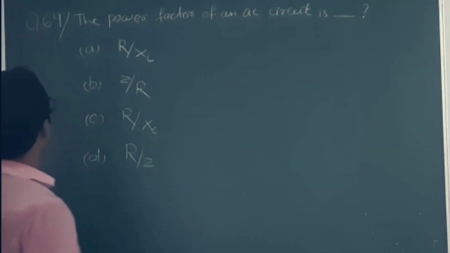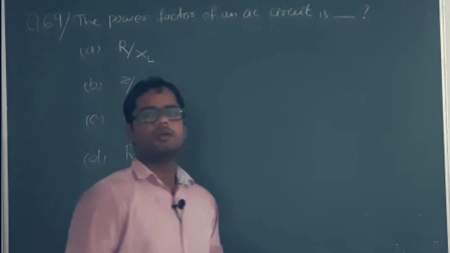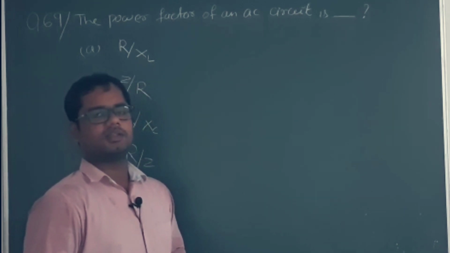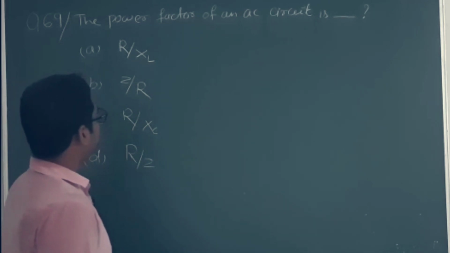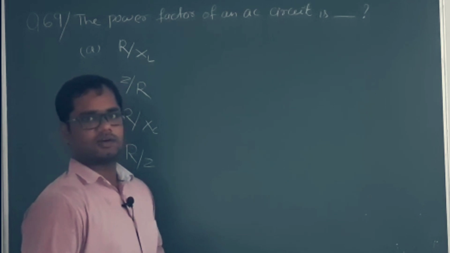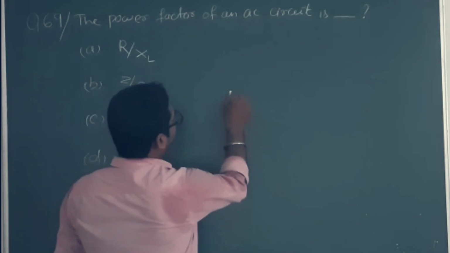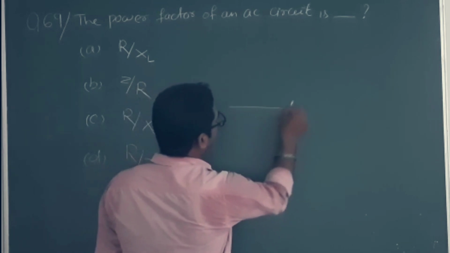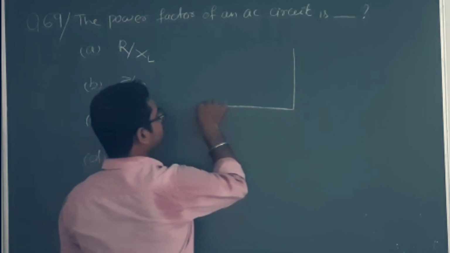Coming to the 69th question. The question is the power factor of an AC circuit is dash. Okay, and we know that in an AC circuit we have the load, resistance, inductance and capacitance, and if you draw the impedance triangle, the impedance triangle will be like that.